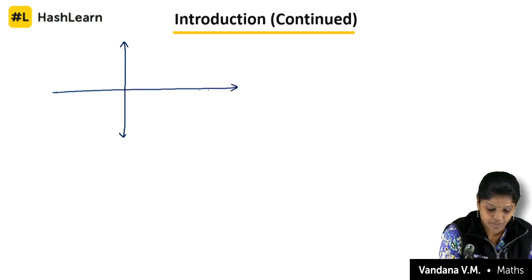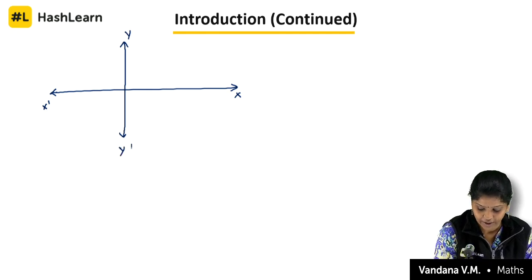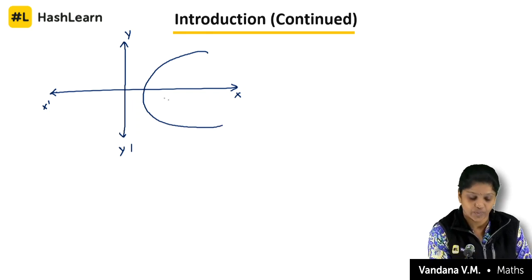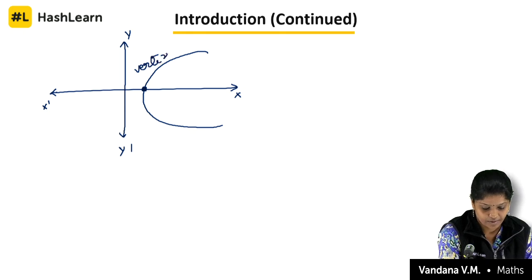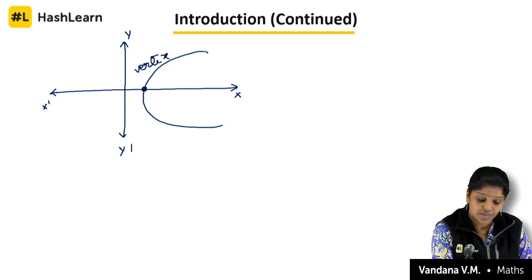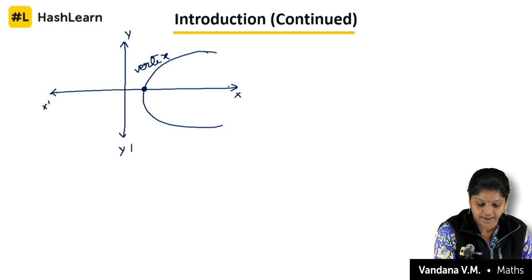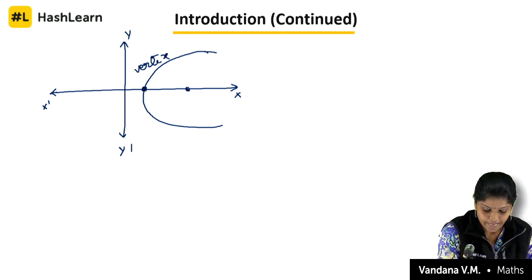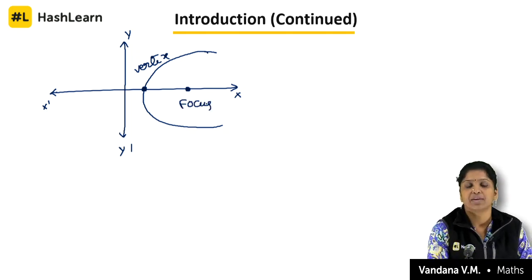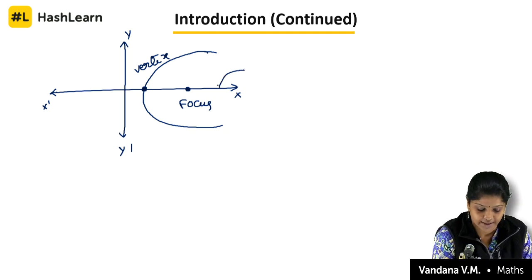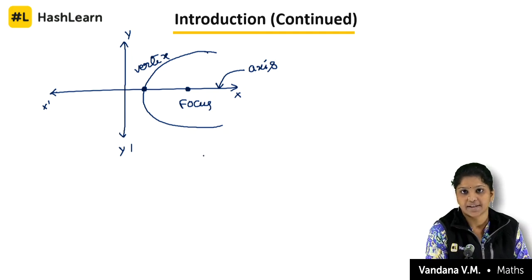This is your axis: x-axis, negative x-axis, y-axis, negative y-axis. Where this parabola intersects the axis, that is called the vertex. This point, the fixed point, is called the focus. The line on which the focus lies is called the axis.